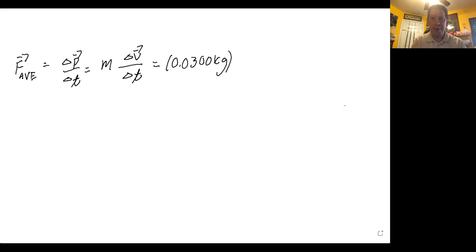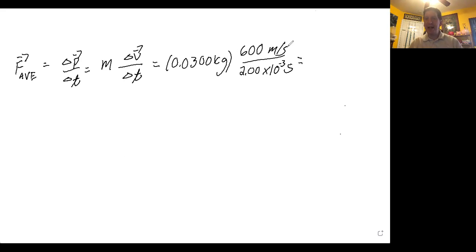You assume the bullet is at rest initially, and it goes to a speed of 600 meters per second. So delta V is 600 meters per second. And then the delta T is 2.00 milliseconds. A millisecond is a thousandth, or 10 to the negative 3. So 2.00 times 10 to the negative 3 seconds.